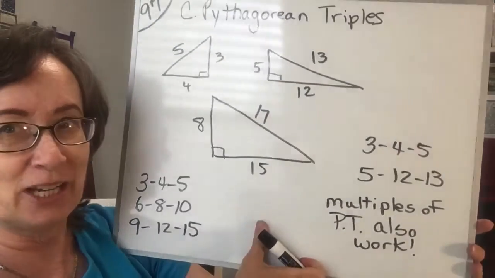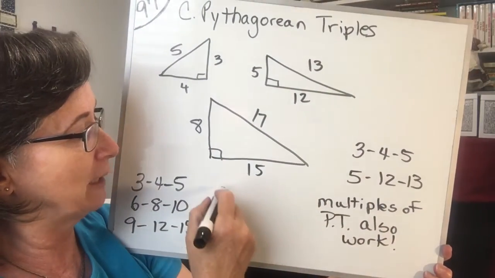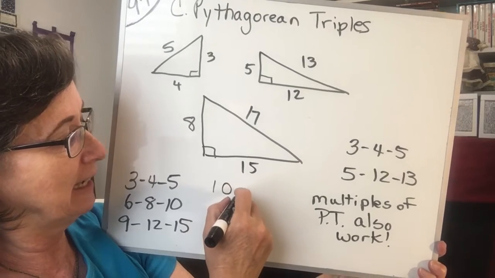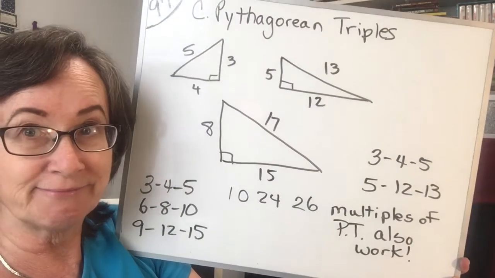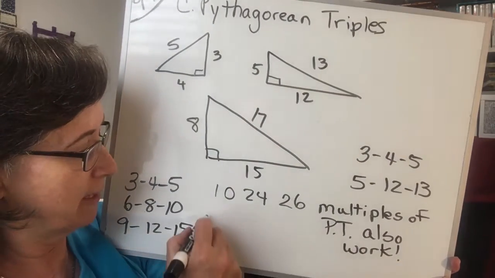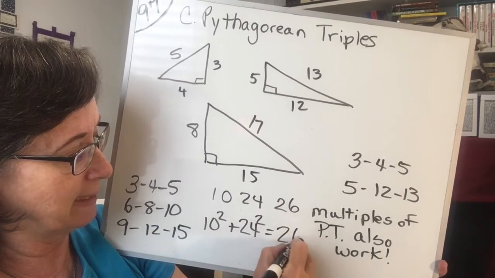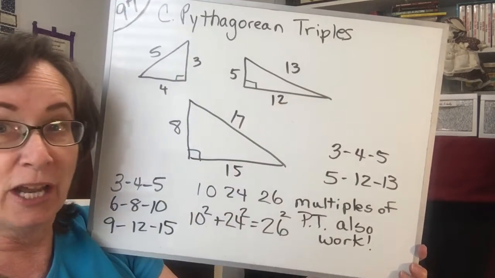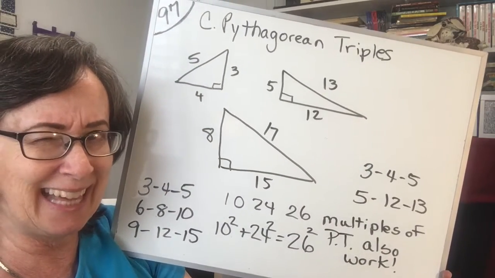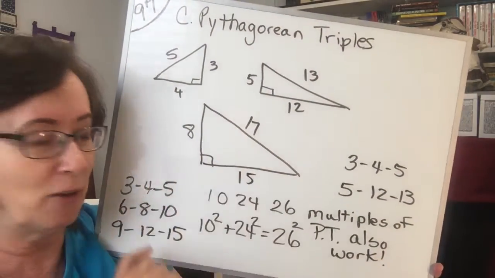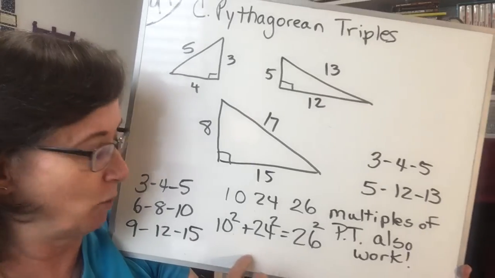Okay, so let's just try it out. Let's take this one and double everything. So let's see if 10, 24, 26 works as a Pythagorean triple. So 10 squared plus 24 squared equals 26 squared. All we did is we took our known Pythagorean triple and we doubled everything. So a lot of times you'll see that in problems. They'll take one that you should know and they'll double all the sides. And if you're not watching, you'll work it instead of just knowing what the answer is.